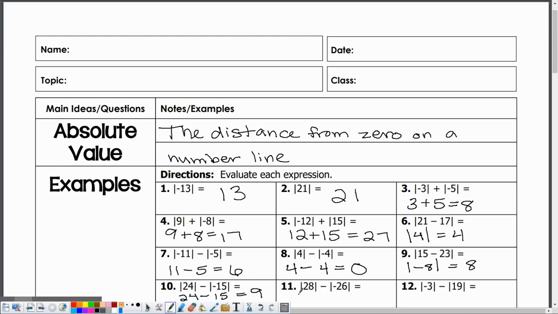For number 11, we have the absolute value of 28, which is 28. The minus brings down, and then the -26, the absolute value of that is a +26, which means we have 28 minus 26, and that is 2. Right, and then the last one, the absolute value of -3 is 3, minus the absolute value of 19 is 19. 3 minus 19 is -16. Okay, so we're going to go ahead and move down the page. So I'm going to go ahead and clear all of this.